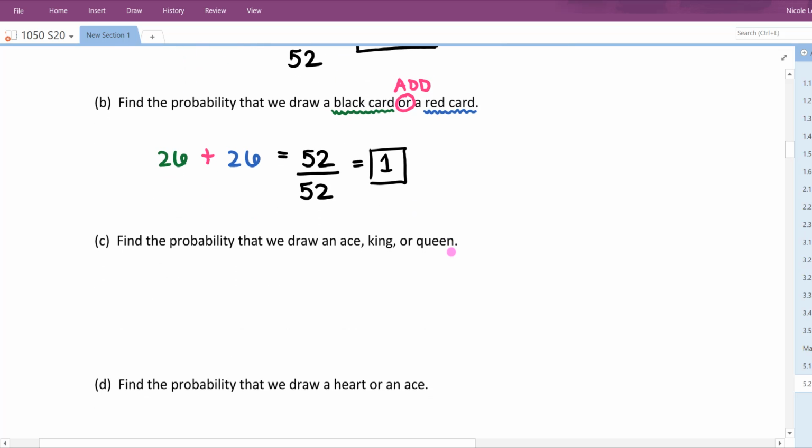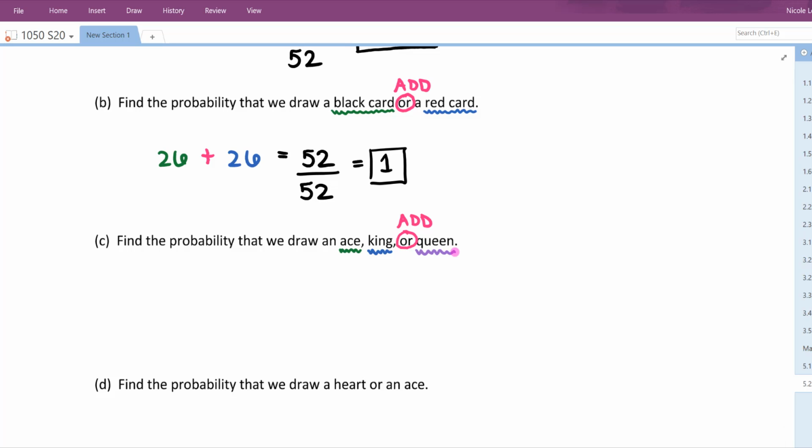Okay, so then now looking at part C, we want to find the probability that we draw an ace, a king, or a queen. Ace, king, or queen. So again, let me circle my keyword of or, which again tells us to add. Okay, and then here we actually have three events. So we have the event of ace, our next event is king, and then our last event is queen. So ace, king, or queen.